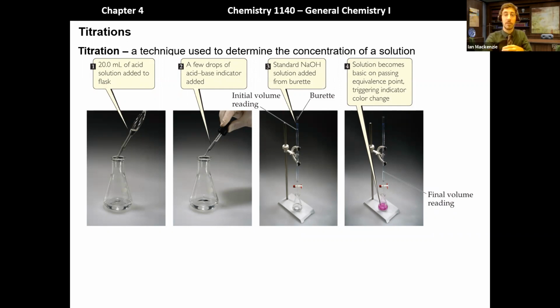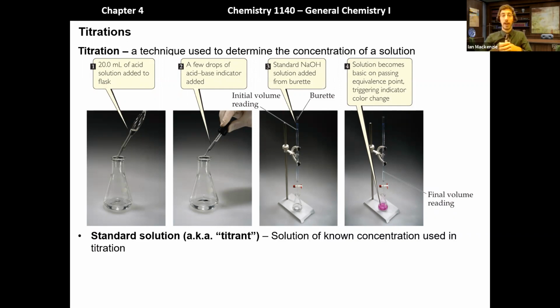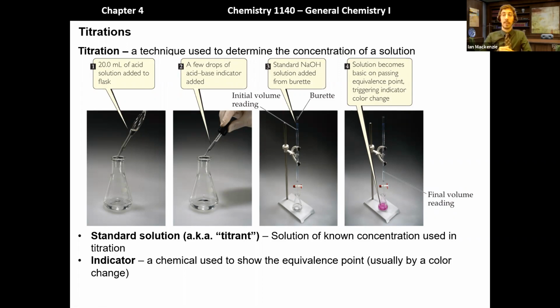A couple definitions first. So we have the solution that goes in the burette, which is shown here. That is known as the standard solution or the titrant. It is the solution that we know the concentration of. An indicator is simply some chemical that's used to show the equivalence point. That's when we've used up exactly all of the starting acid, or base if we were starting with an unknown concentration of base.